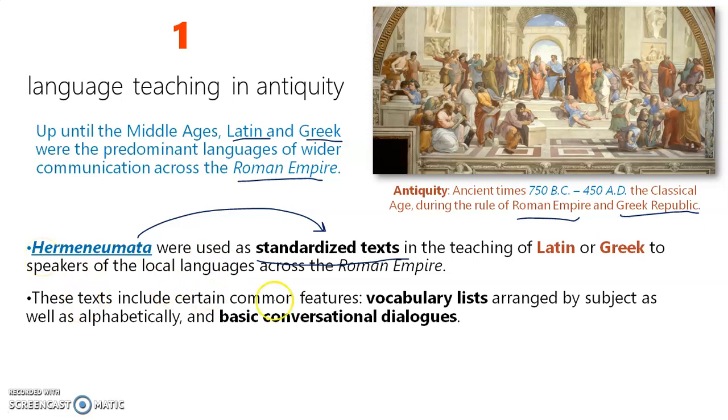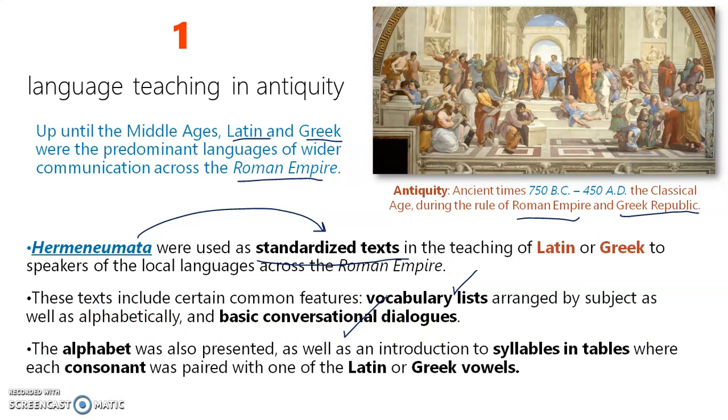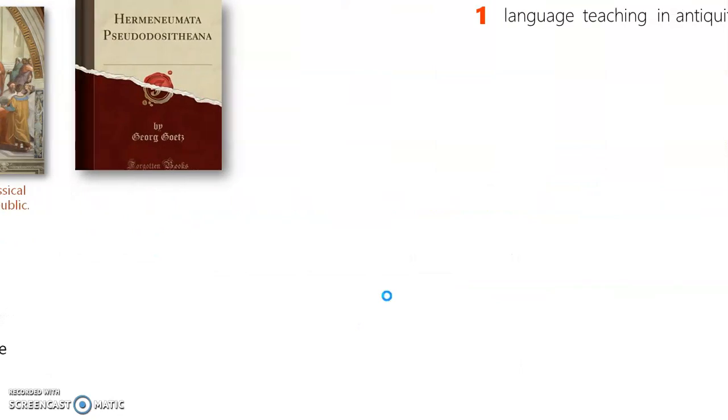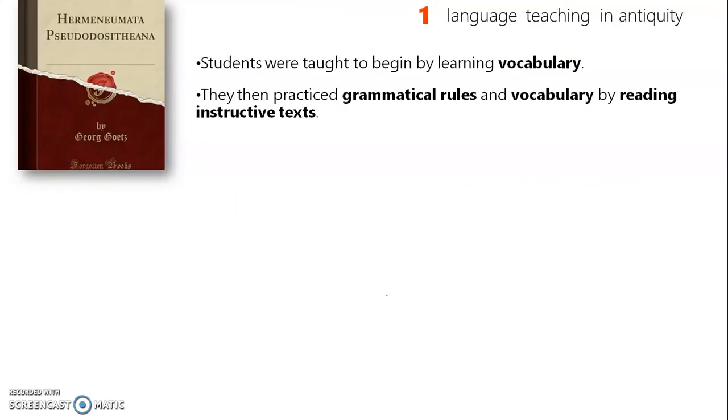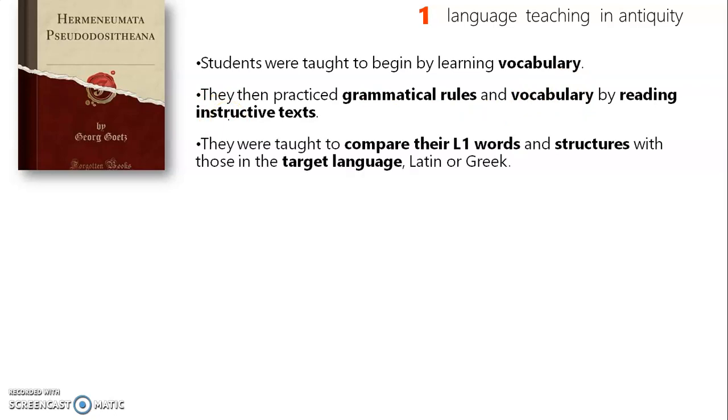These texts included several common features such as vocabulary lists that are organized according to subject or to alphabet, and conversational dialogues. Students were taught to begin by learning vocabulary, and then they would practice grammatical rules and vocabulary by reading these instructive hermeneumata texts. They were taught to compare between their language and the target language, which was either Latin or Greek.